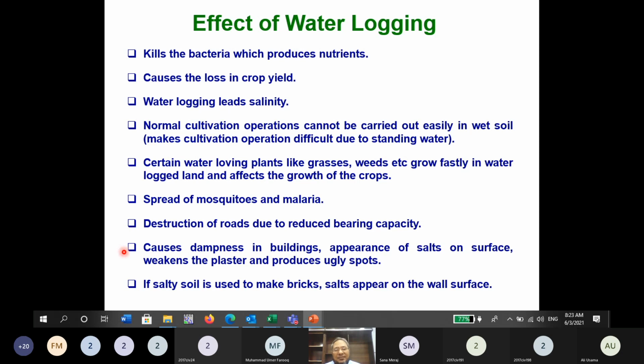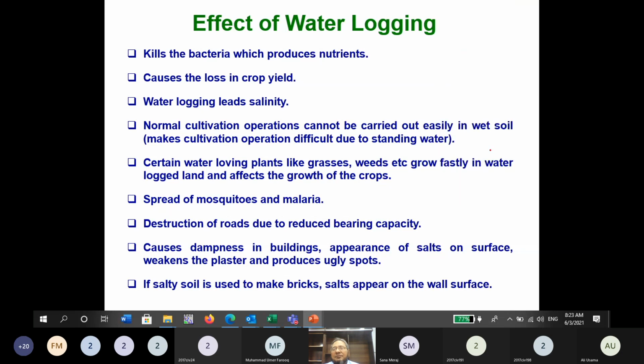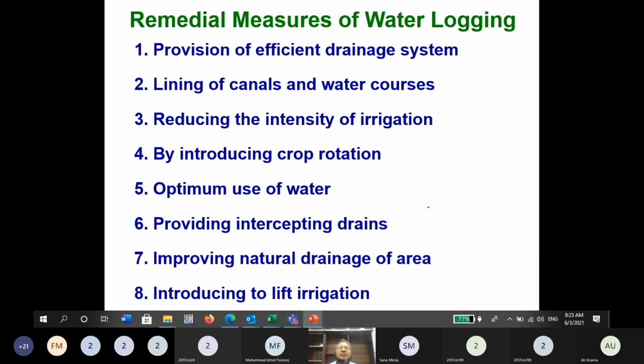and also it causes dampness in the buildings if there is waterlogged land, and the appearance of salt on the surface. It means the soil will become saline or salty soils, which weakens the plaster and produces ugly spots on the buildings. And the next effect of waterlogging, if the salty soil is used to make bricks, the salt appears on the wall surface. So these are the effects.